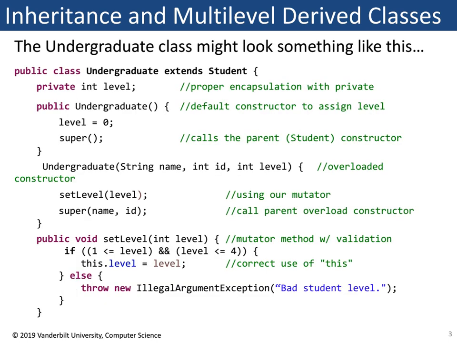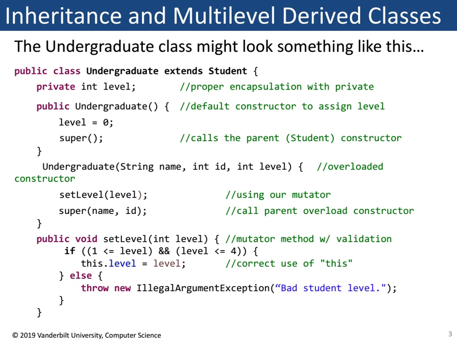So this undergraduate class might look something like this. Public class undergraduate extends student. So now undergraduate is inheriting from the class student. We are declaring the instance variable level, and we have it encapsulated, so we're going to have set and get methods for level. And this is added to what has been inherited from student, which has everything it inherited from person.